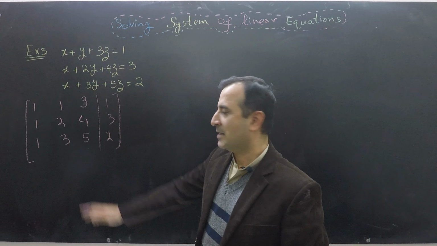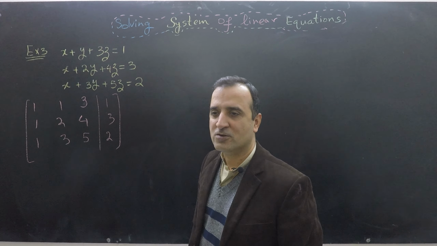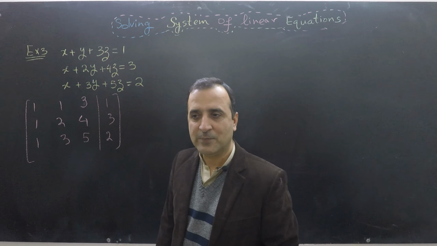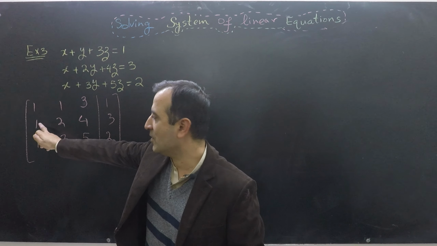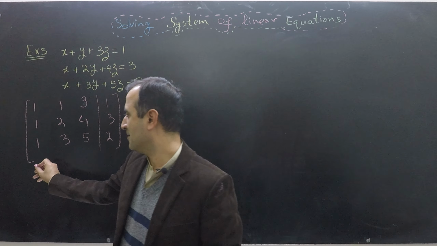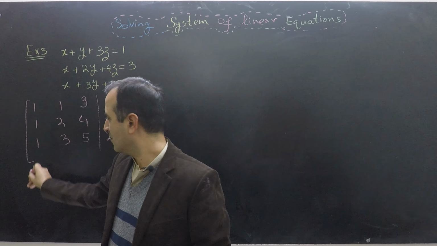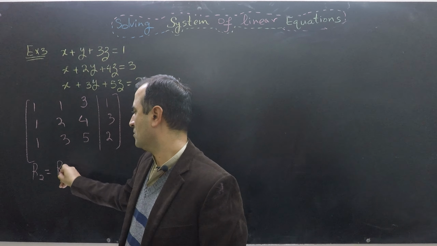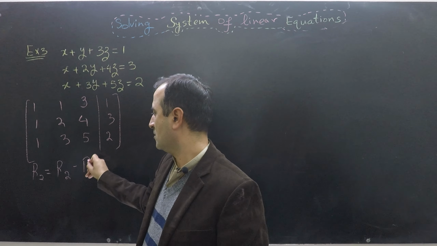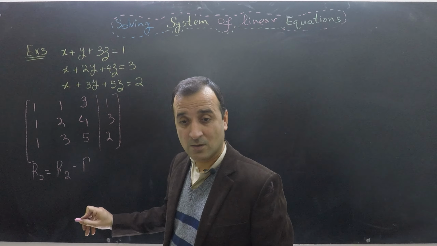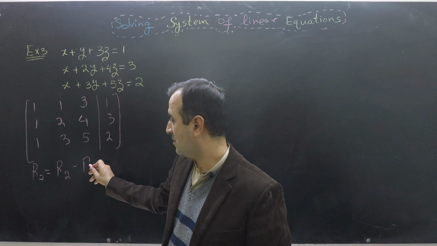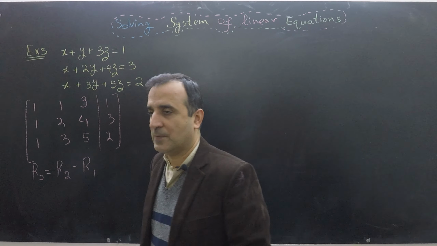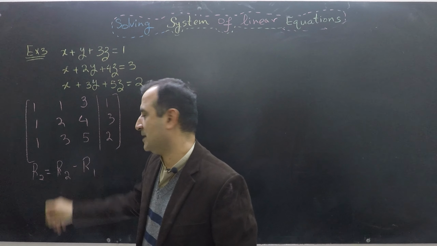Okay. So let's convert it to row echelon form. We want 0 and 0 here, and this looks very simple. How can we make it 0 here? Simple. Row 2 is equal to row 2 minus row 1. You cannot multiply with 0. We should not multiply with 0, it doesn't make any sense.